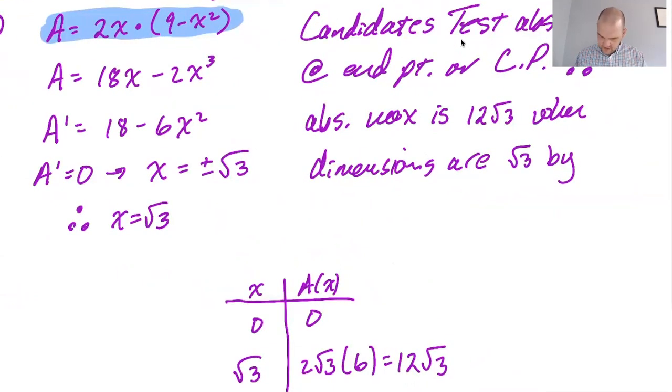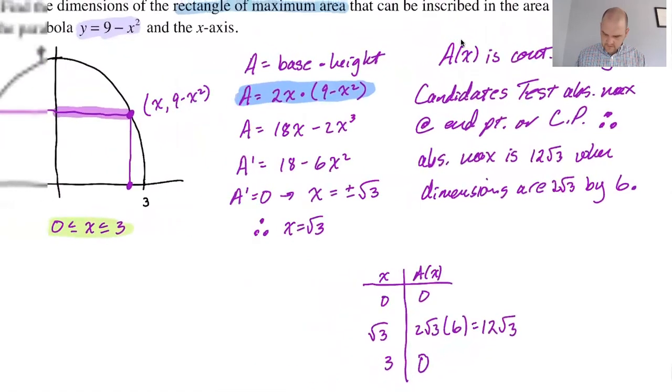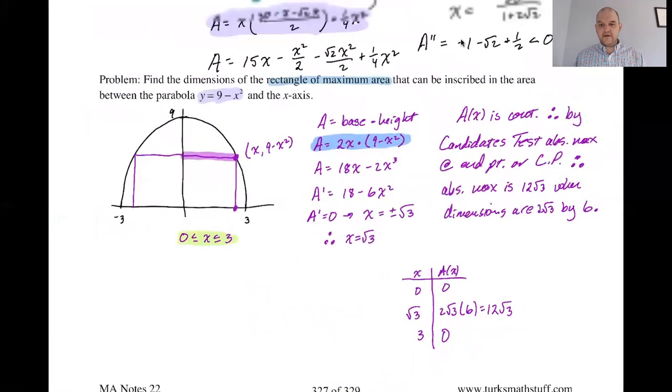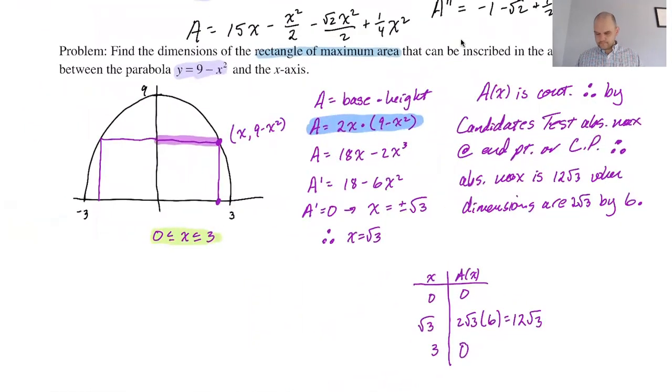So then how did I get 12 root 3? Oh, 2 root 3, sorry. X is root 3, but the dimensions are 2x by 9 minus x squared. So 2 root 3 by 6. Okay, so there we go. That one's not terrible at all.